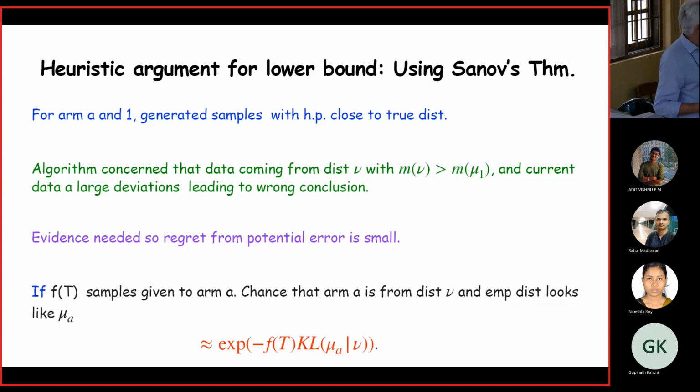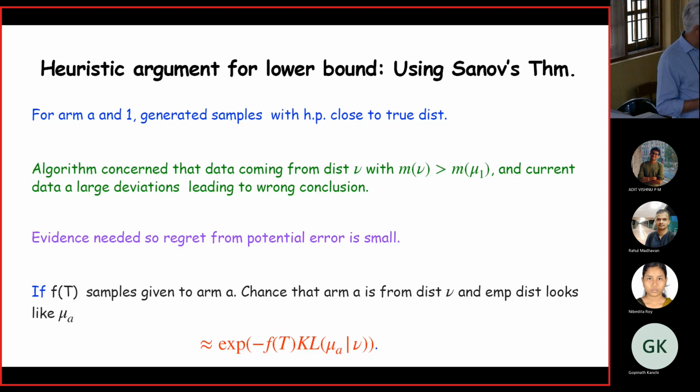So evidence is needed so that the regret from potential error is small. If f_t is the number of samples I give to arm A, the chance that arm A is from distribution mu, but the empirical distribution looks like mu A, I can approximate through Sanov's theorem: e to the power minus f_t times the Kullback-Leibler distance between mu A and mu. So I'm worried that the true distribution is mu, but it just looks like mu A. I'm seeing that the data looks like it's coming from mu A, but maybe that's just a hallucination, in the current world's language. It's actually coming from mu, right? So this is the probability here. Very quantified. Yeah, that's right.